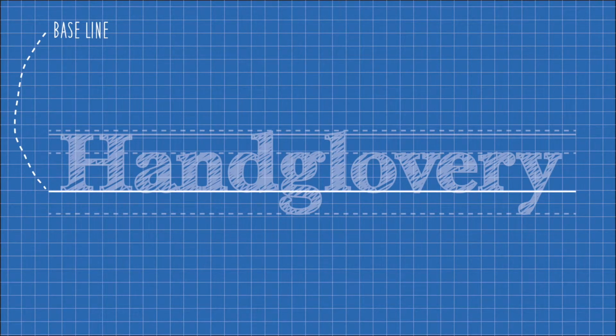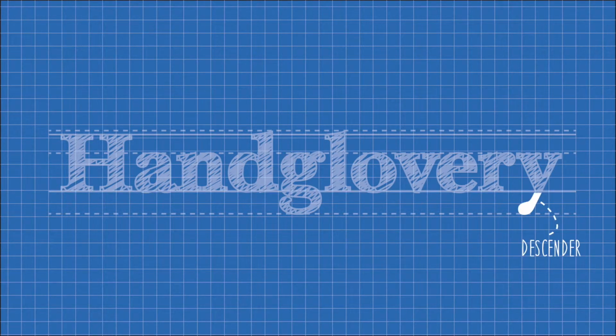Baseline, the imaginary line which the letters sit on. Descenders, any part in a lowercase letter that extends below the baseline. Some types of descenders also have different names. Ascender, any part of a lowercase letter that extends above the X height. Overshoot, seen in letters that have a triangular or rounded top. They will extend slightly above the X height.